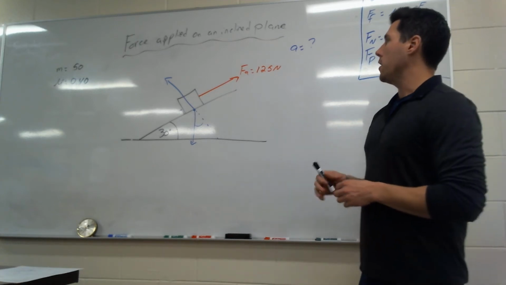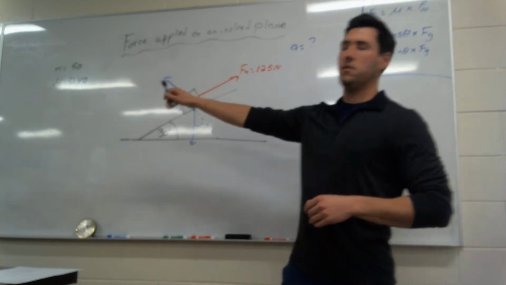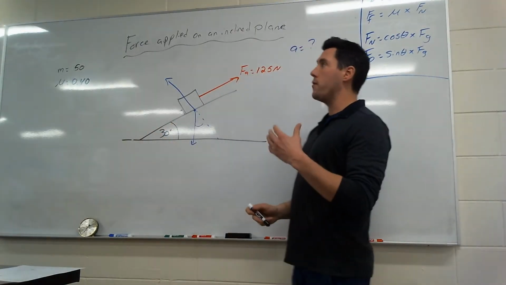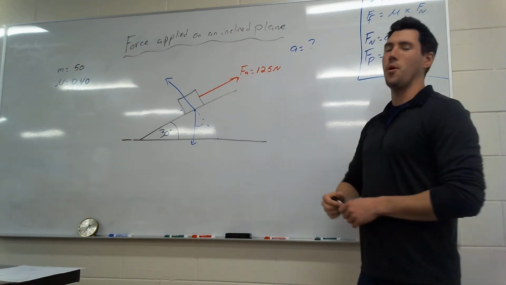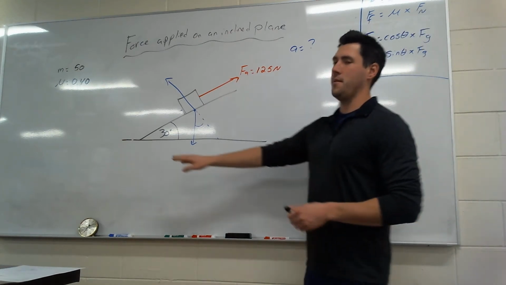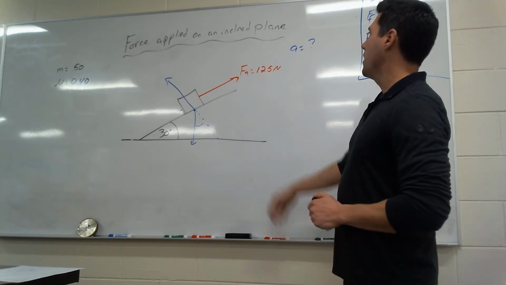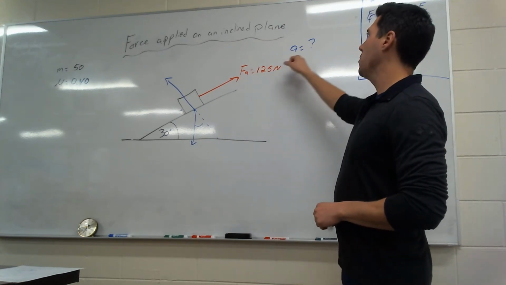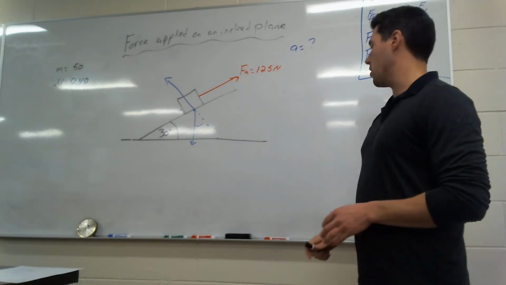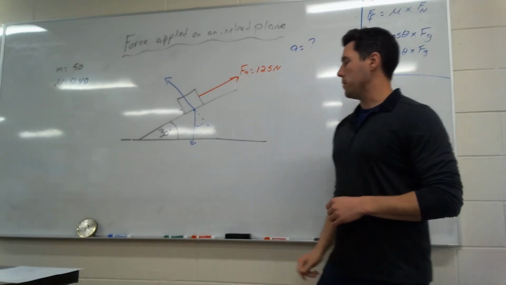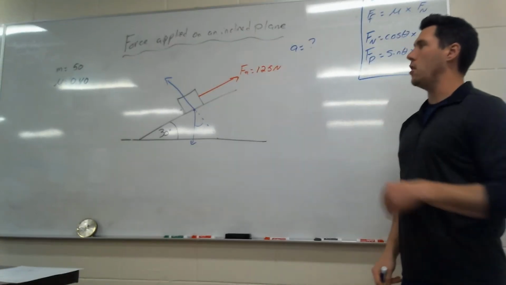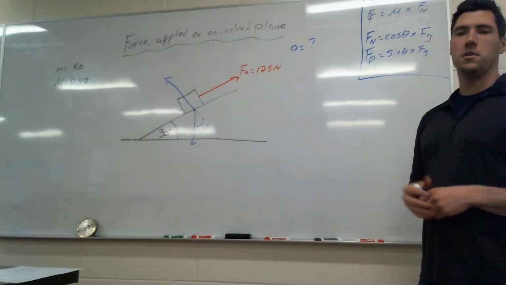In this question, we're going to have a mass of 50. Coefficient of friction of 0.40. Still that same 30 degrees, didn't change that. Force applied of 125, so not as much this time. What is our acceleration? There's our question for this one. If you want to pause it, try it out. If not, if you just want to follow along with me and see what the outcome is, all good there too.